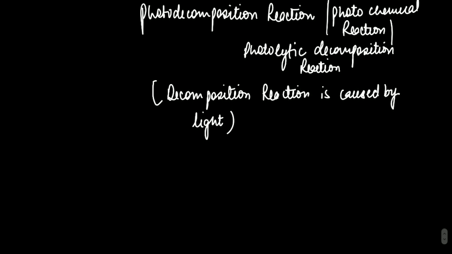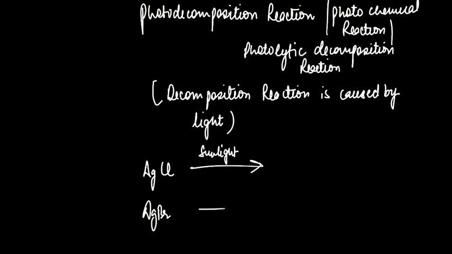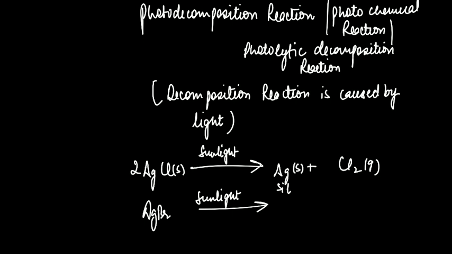So we can take this example, AgCl, AgBr. These are both white color salts. So if we are in the presence of sunlight, it will give you silver, and chlorine gas is released. So we can balance this. This is solid, and chlorine is in the gaseous form. So this is silver color.